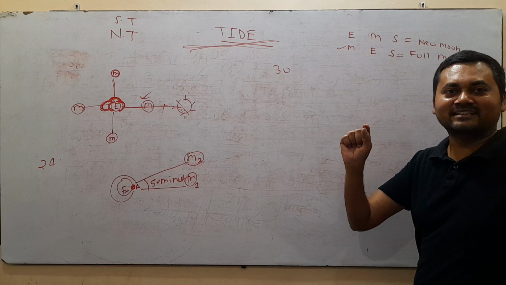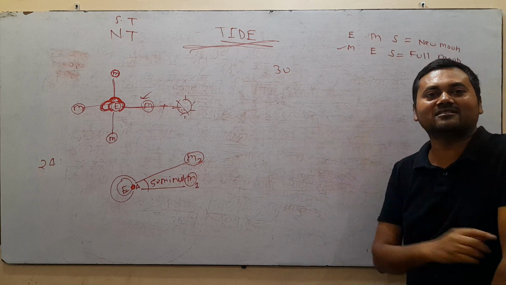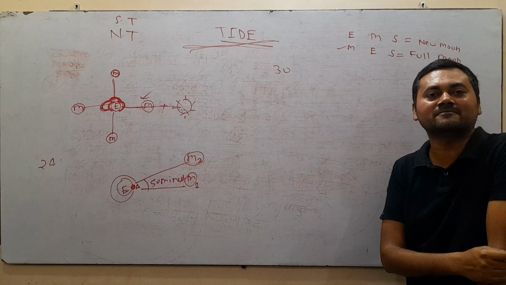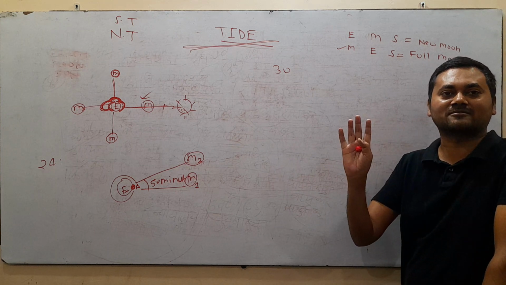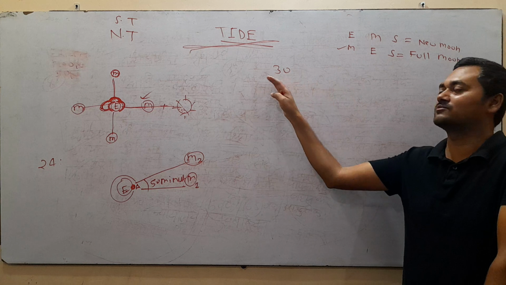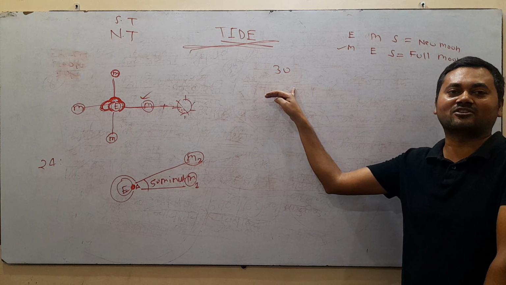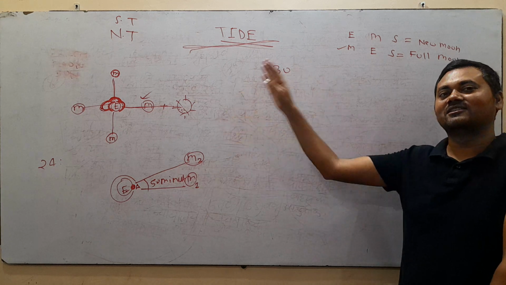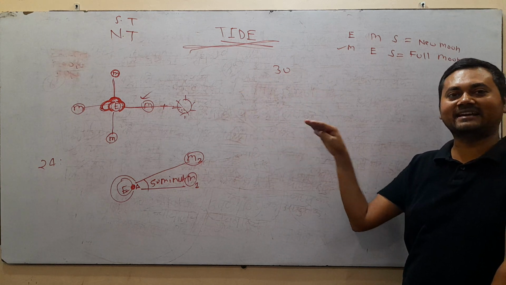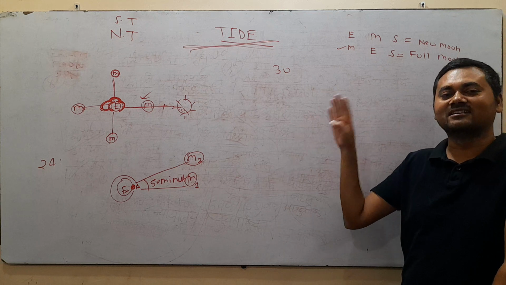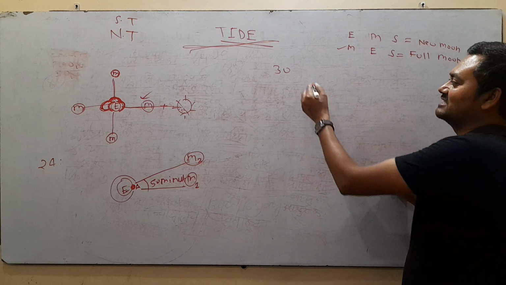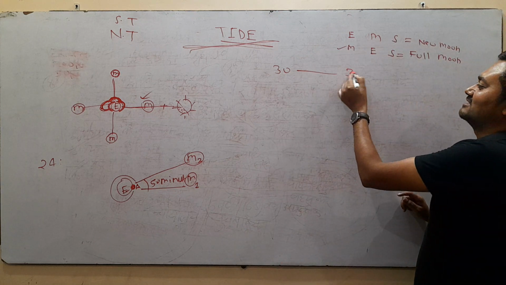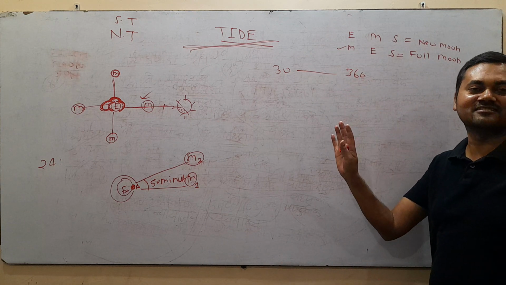So in 30 days, the moon completes one rotation and revolution, as both things are happening together. Not in 24 hours, I mean in 30 days. In 30 days, the moon will complete one circle around the earth. So in 30 days, how many degrees? 360.